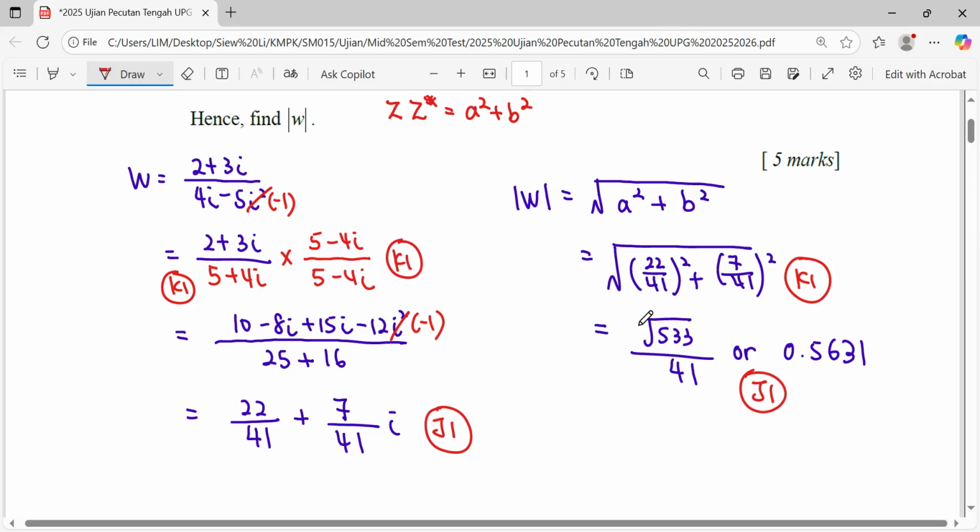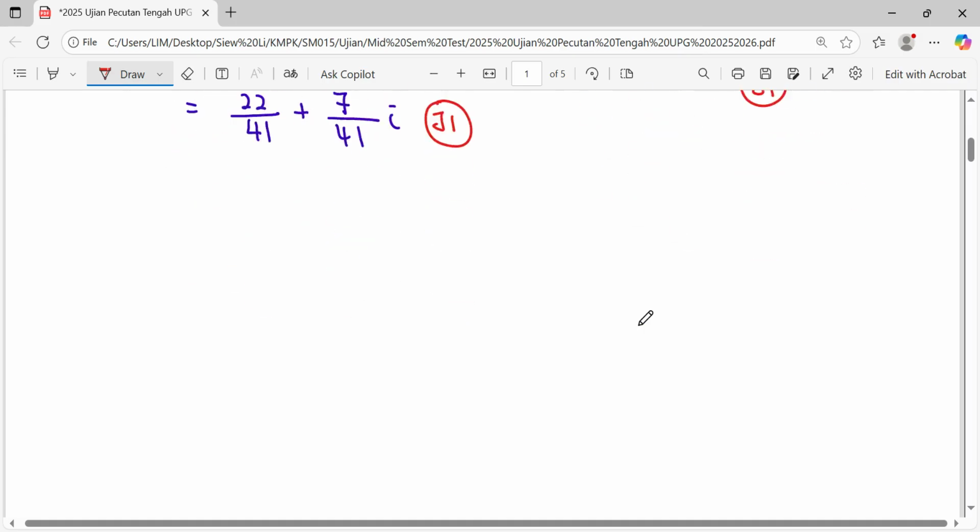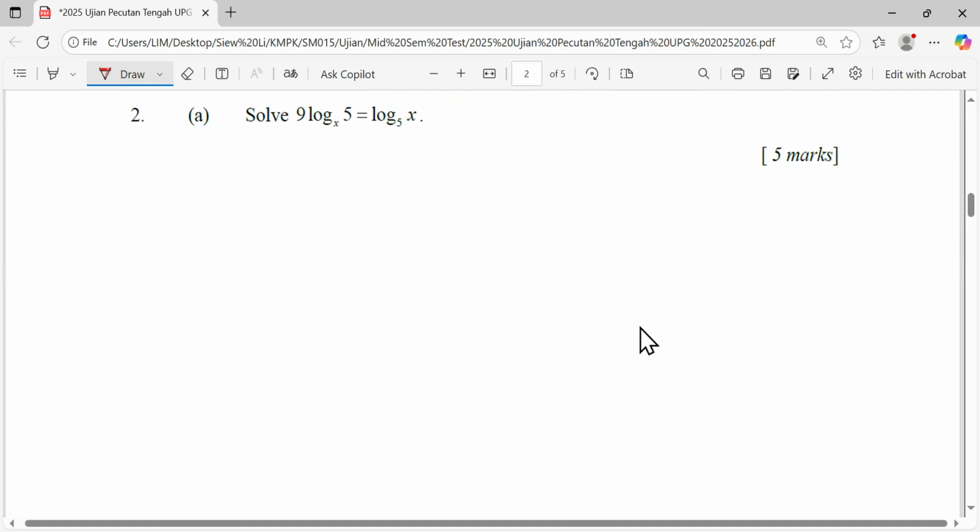Alright, so we move on to the second question, which is a log question. When we do log questions, we need to make sure we have the same base. That will be our first step in doing log questions. So I have a log base x and a log base 5. To exchange this, we will maintain the base of the number instead of the base of the unknown. Then we can find our x more easily.